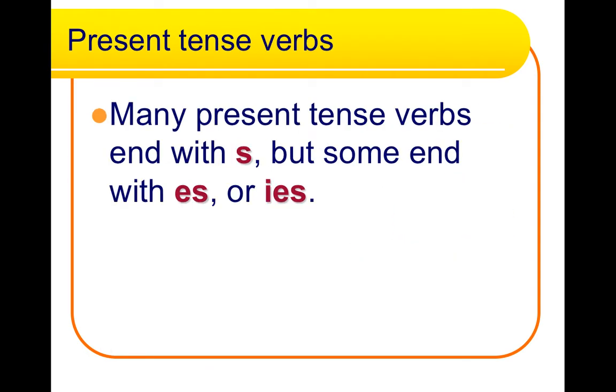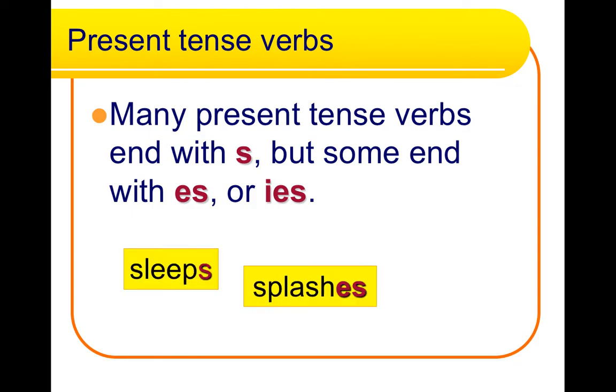Present tense verbs usually end with the letter S, but some also end in ES or IES. Sleeps ends with the letter S. Splashes ends with ES. Cries ends in IES. We're not going to get these confused with our singular and plural nouns. Now we're talking about verbs. So these words are different than your plural or singular nouns.